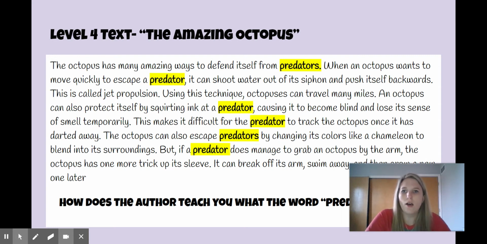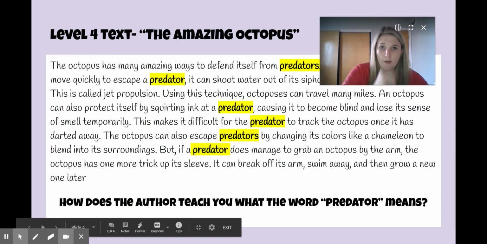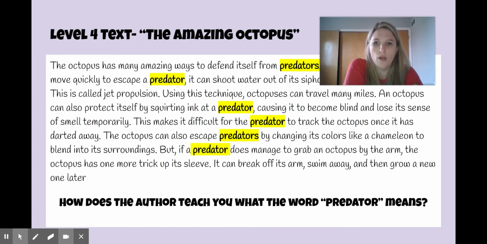An octopus can also protect itself by squirting ink at a predator, causing it to become blind and lose its sense of smell temporarily. This makes it difficult for the predator to track the octopus since it has darted away. The octopus can also escape predators by changing its colors like a chameleon to blend into its surroundings. But if a predator does manage to grab an octopus by the arm, the octopus has one more trick up its sleeve. It can break off its arm, swim away, and then grow a new one later.